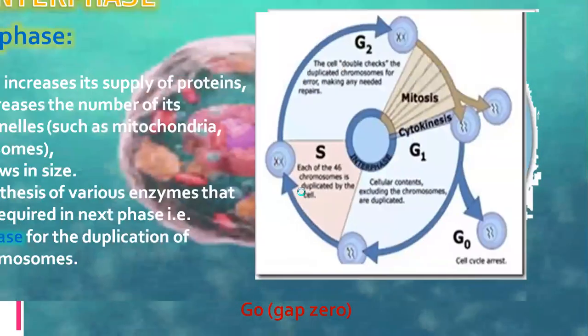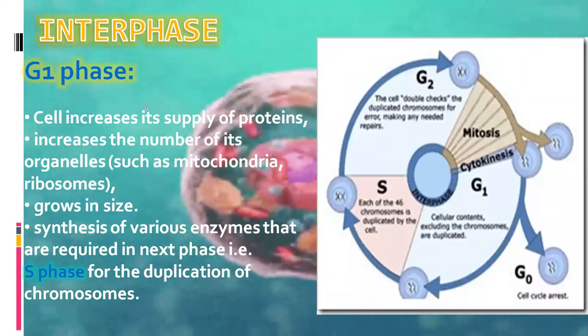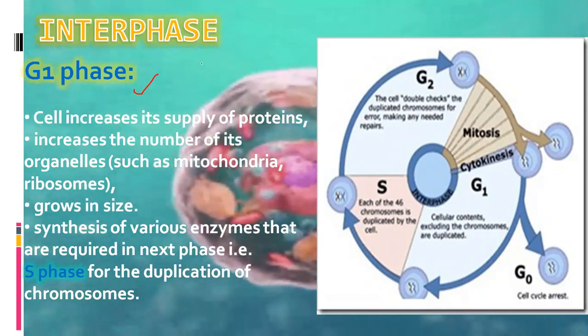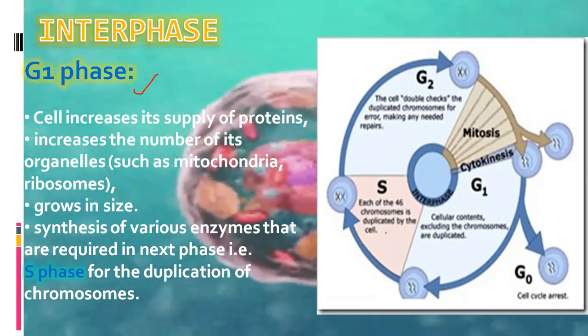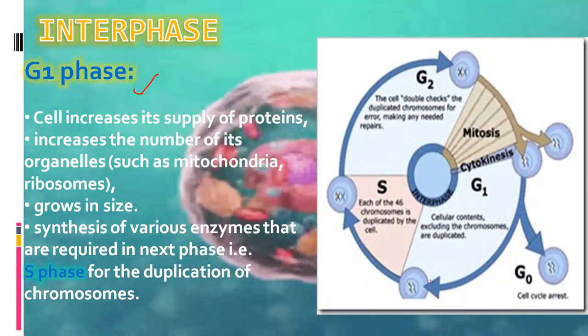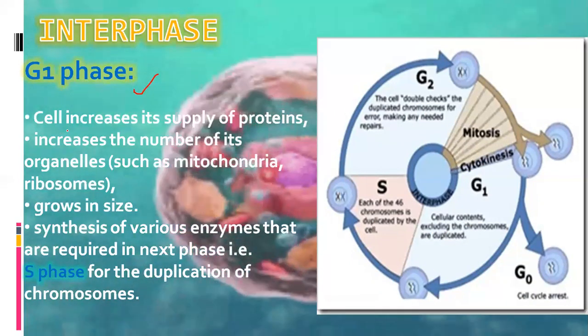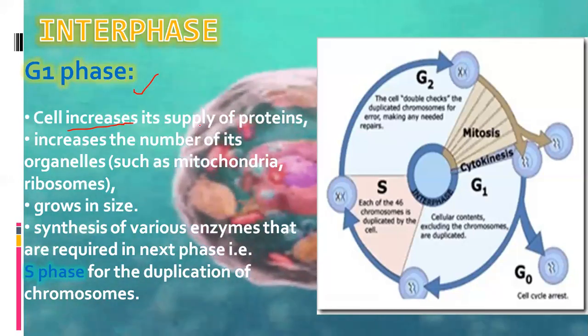So let's see the phases of interphase. Number one is the G1 phase. Gap 1 means the gap before the synthesis and mitosis phase, in which the cell does not rest. Actually, it carries out lots of metabolic activities. And here what happens is that the cell increases its supply of protein.